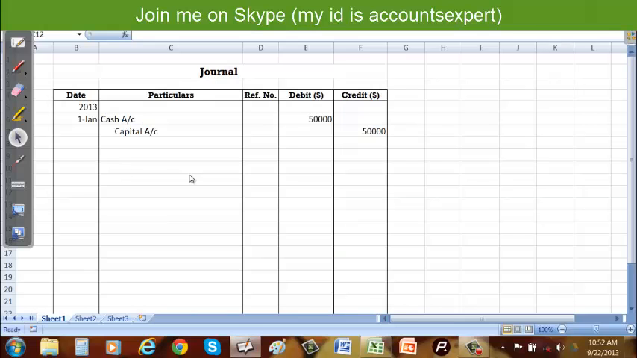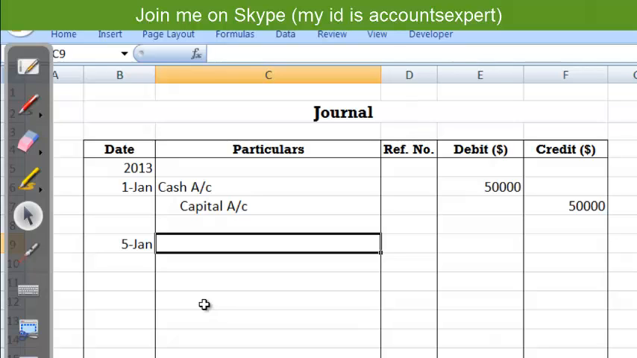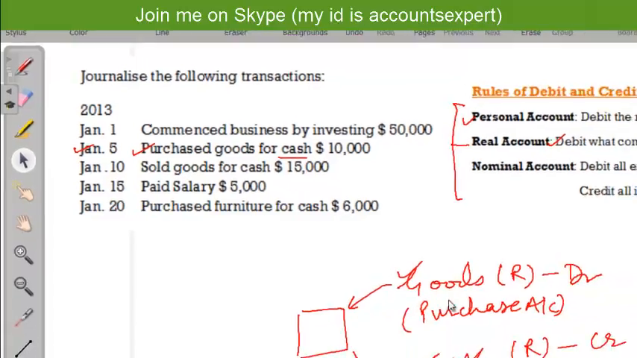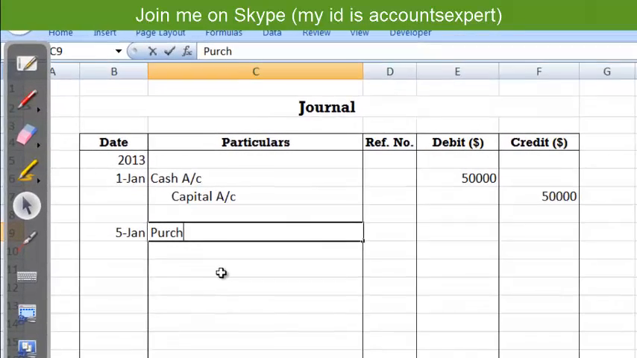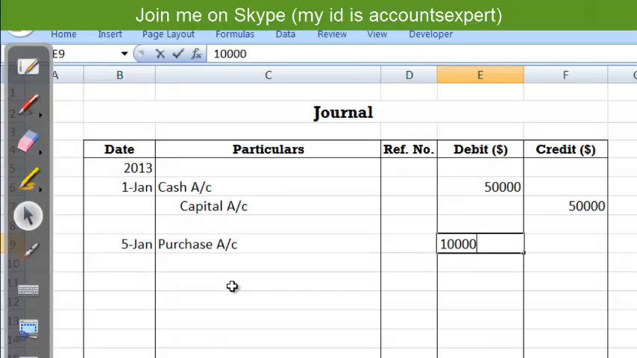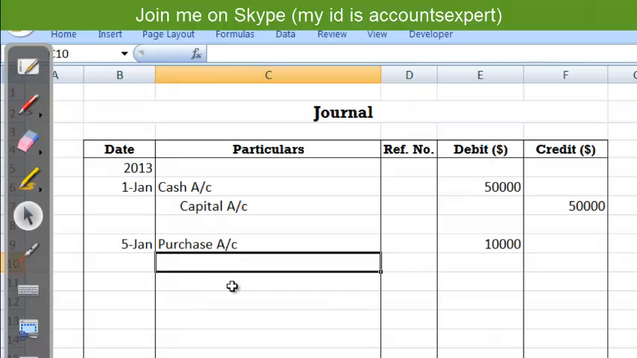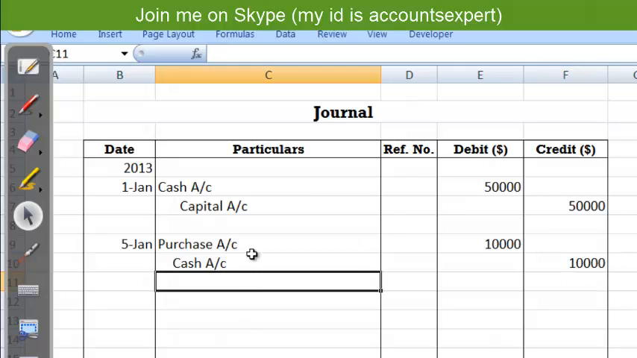So now let's see the journal entry. First we will record the date in the date column, January 5th. Then we will record the debit item, and we know the debit item is goods, but in place of goods we will write purchase account, and the amount is $10,000. And then we will record the credit item, and in this transaction the credit item is cash account, so we will write cash account, and the amount we will write in the credit column. So this is the entry for the second transaction.